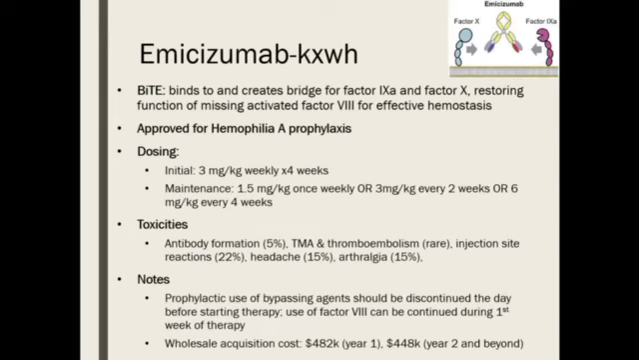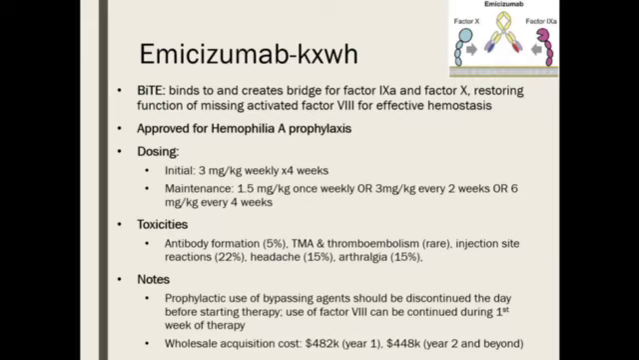And then one more bispecific T-cell engager, emicizumab. This bispecific engager binds to and creates a bridge from factor 9 to factor 10, restoring the function of missing activated factor 8 for effective hemostasis. So, of course, it's approved for hemophilia A in the prophylactic setting. The dosing's here on the slide. Toxicities are on the slide as well, talking about things like antibody formation, injection site reactions, arthralgias, and it's prophylactic use.